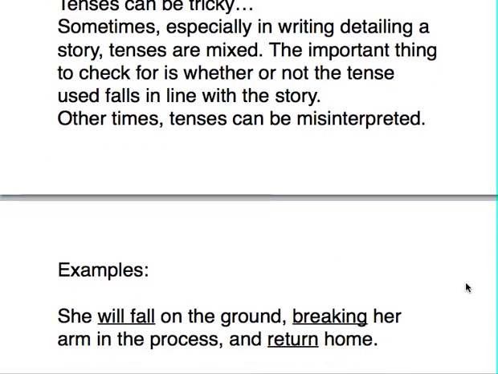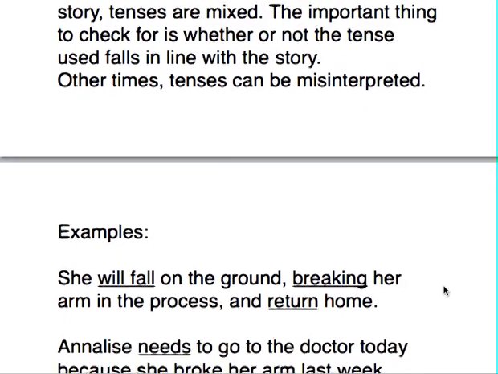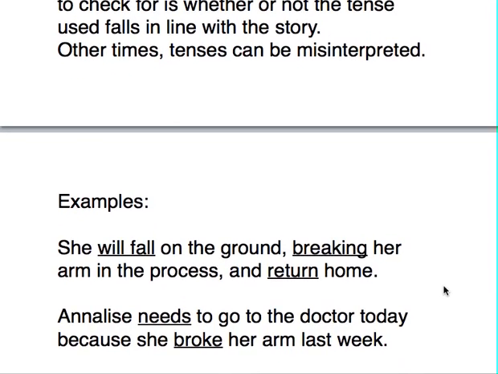Examples include, she will fall on the ground, breaking her arm in the process, and return home. Oftentimes, a student may look at, say, the word breaking and say, oh, breaking's in present tense, while the other two verbs are in future tense, so this sentence is not parallel. However, since the sentence is detailing what happens to her when she will fall on the ground, it is actually parallel.